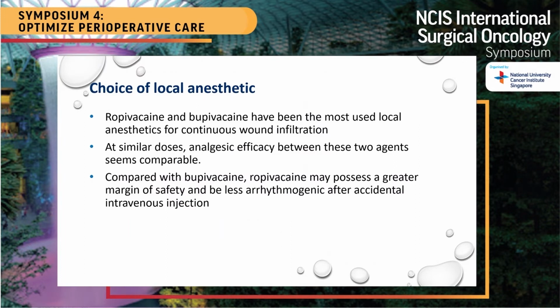So after looking at the efficacy regarding pre-peritoneal catheters for infusion of LAs, I would briefly touch on the rationale behind our local setup before going to the details. With regards to the choice of the local anesthetics used, ropivacaine and bupivacaine have been the most used local anesthetics for continuous wound infiltration. At similar doses, the analgesic efficacy between the 2 agents seems comparable. Compared with bupivacaine, ropivacaine may possess a greater margin of safety and be less arrhythmogenic after accidental intravenous injection. So, which is why we chose to use ropivacaine in our cases.